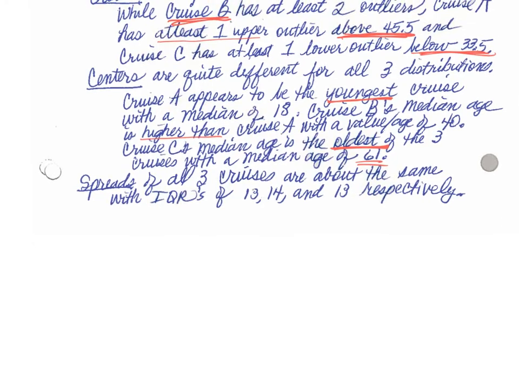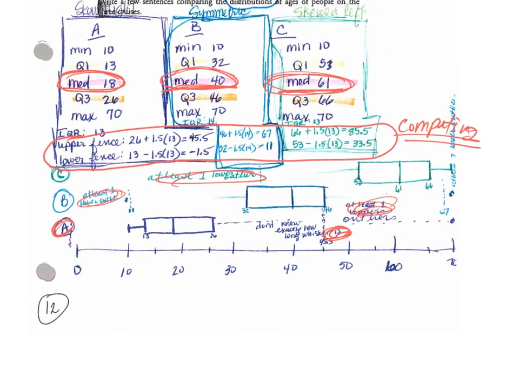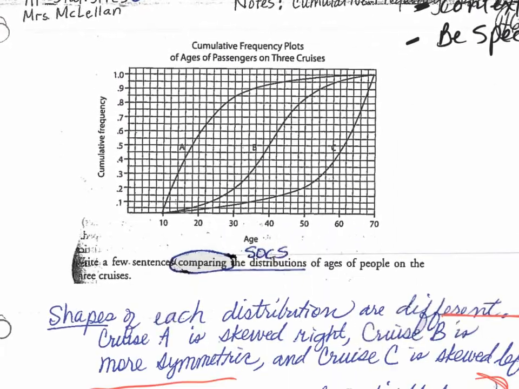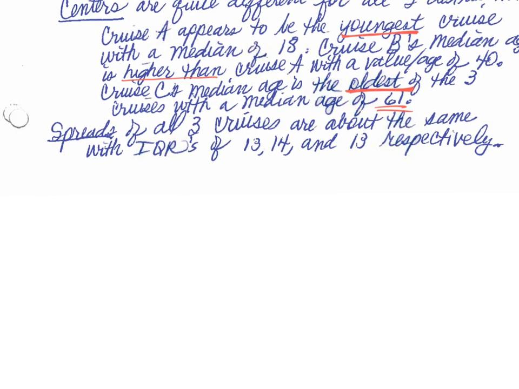And finally, their spreads. Look at the spreads here. What kind of spread would I be referencing? IQR of 13, IQR of 14, and IQR of 13. So my final statement was that the spreads of the three cruises are about the same with IQRs of 13, 14, and 13 respectively. Okay?